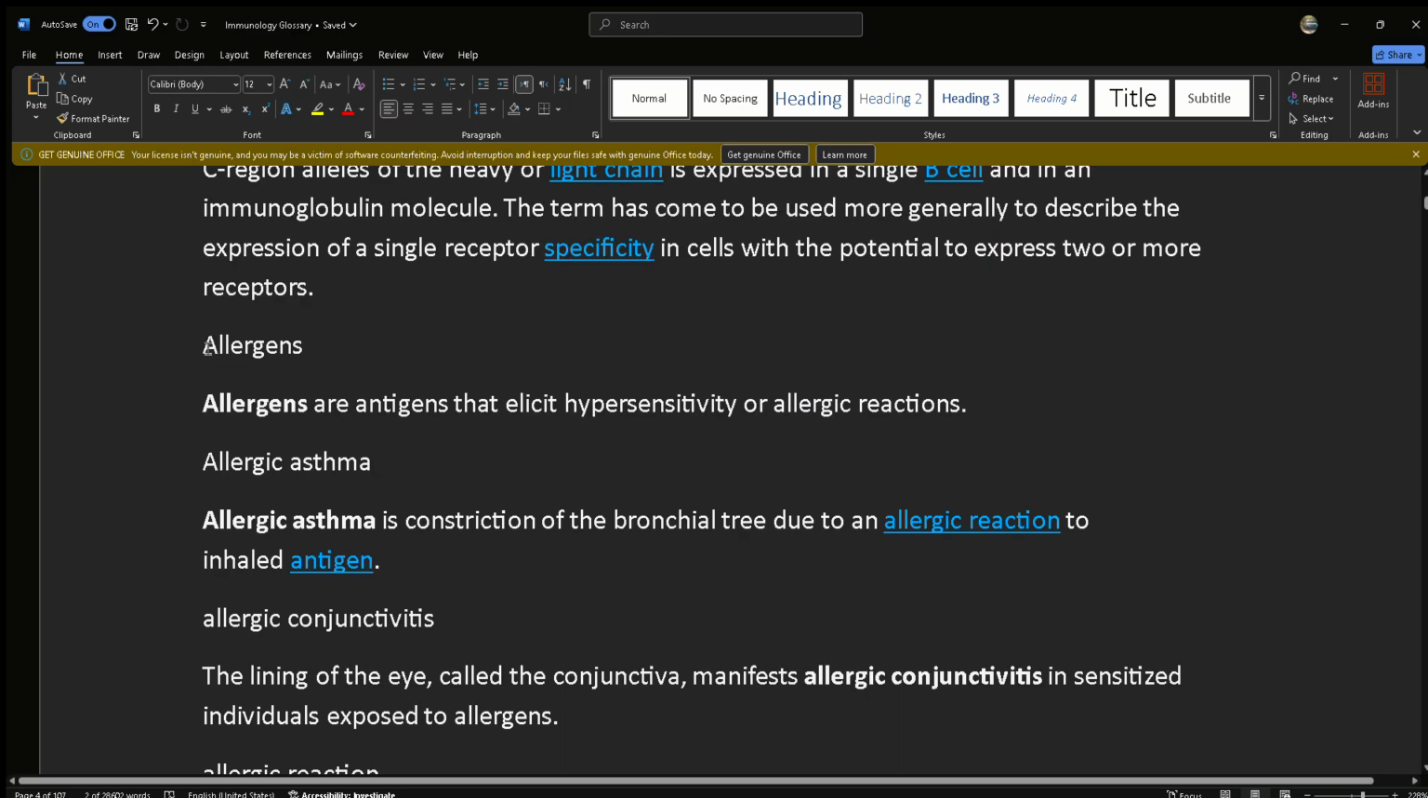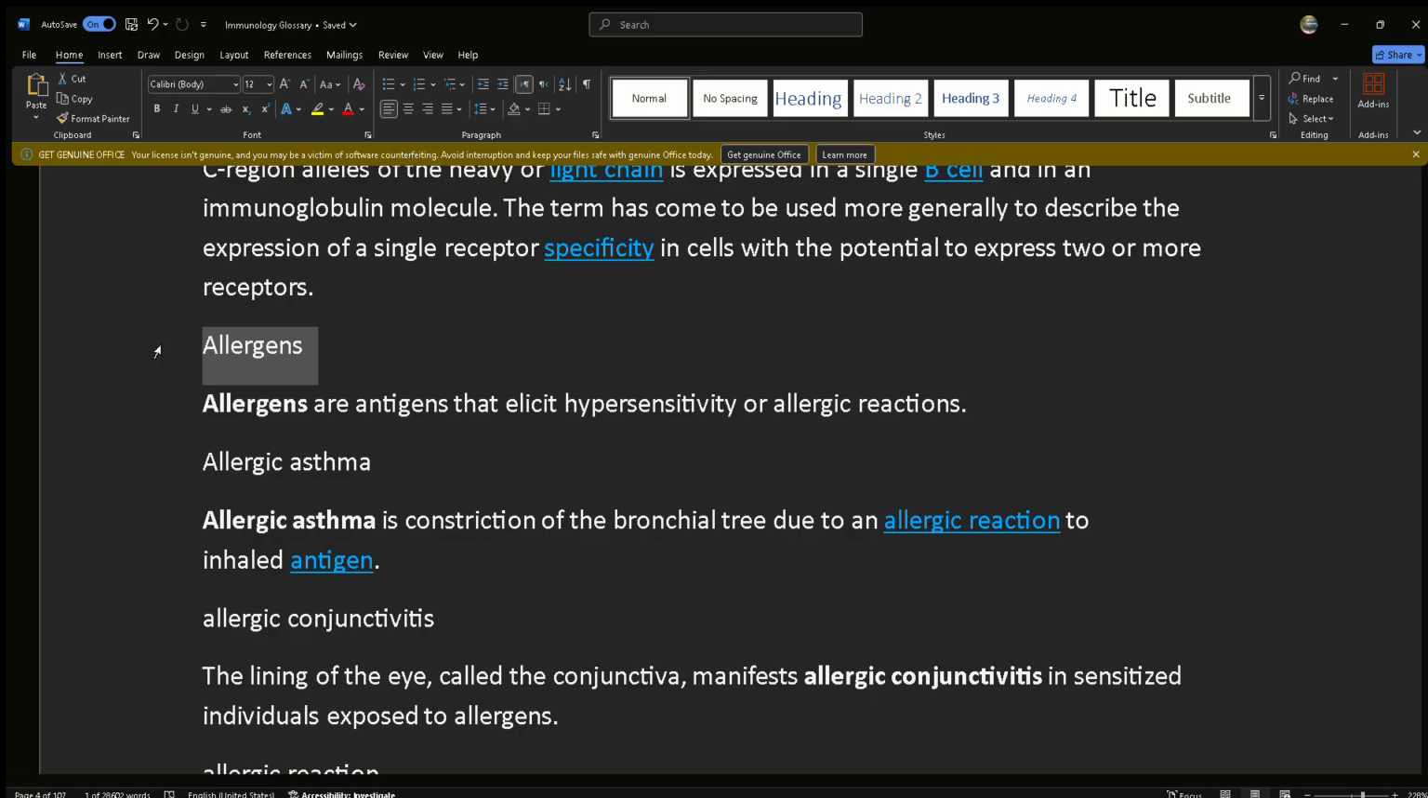Then allergen. Allergens are antigens that elicit hypersensitivity or allergic reactions. Allergens are the molecules which elicit type 1 hypersensitivity, and they help to initiate the allergy response. So if we want to get rid of allergies, it's better to stay away from allergens if possible.